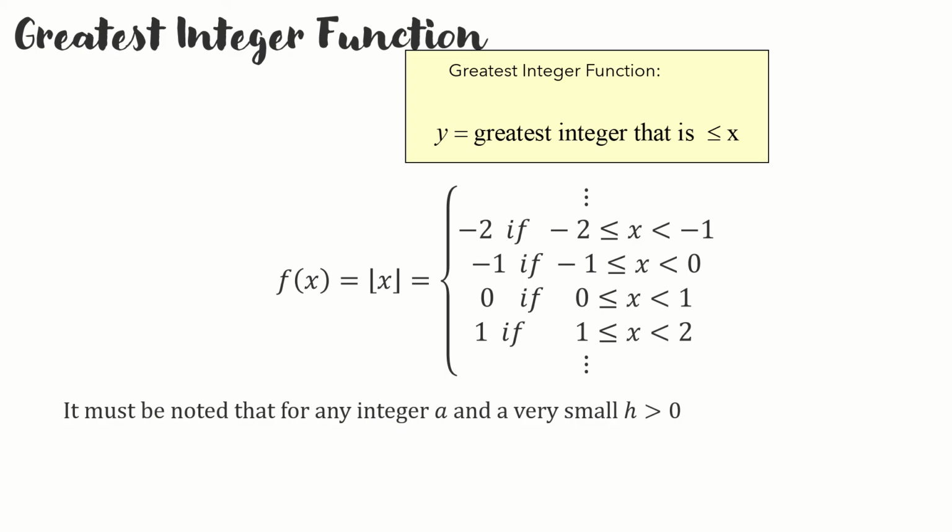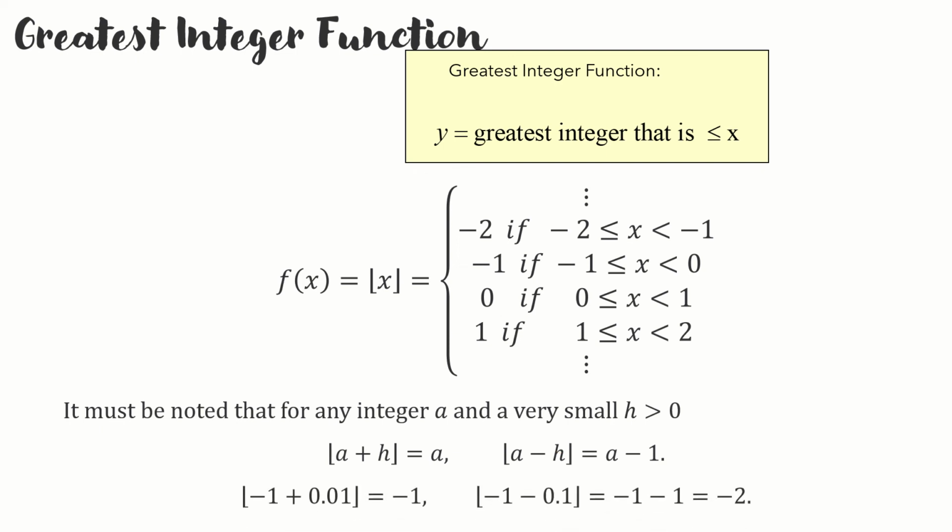Okay, let's have some well-known relations about the Gauss greatest integer function, GIF. That is, for any small positive number h and any integer a, if we take a plus h, that would always give you a, whereas a minus h, that will give you a minus 1. What does it mean? For example, if we take minus 1 plus 0.01, that means we are in this interval now.